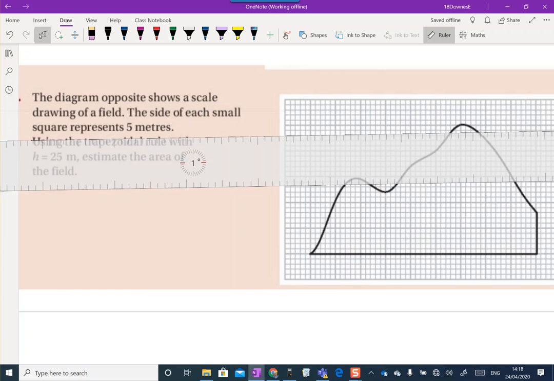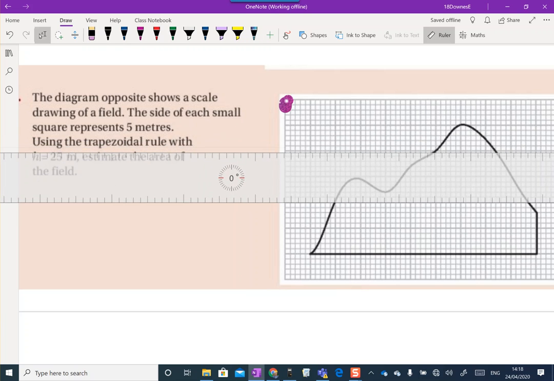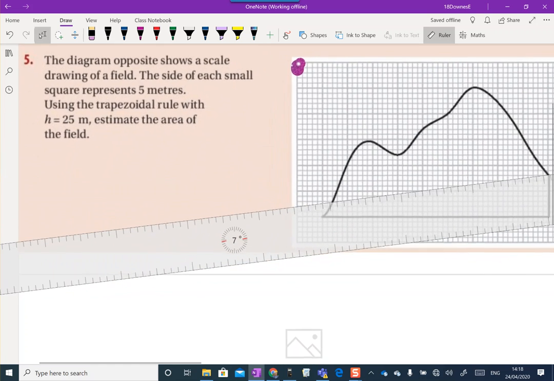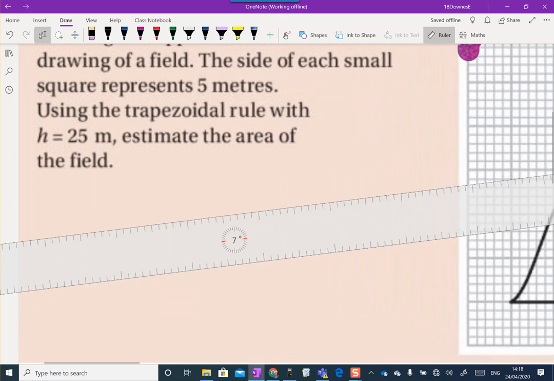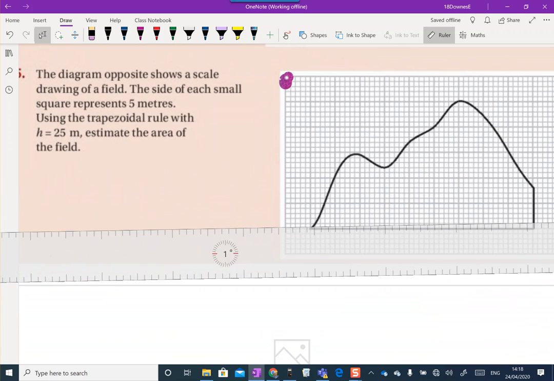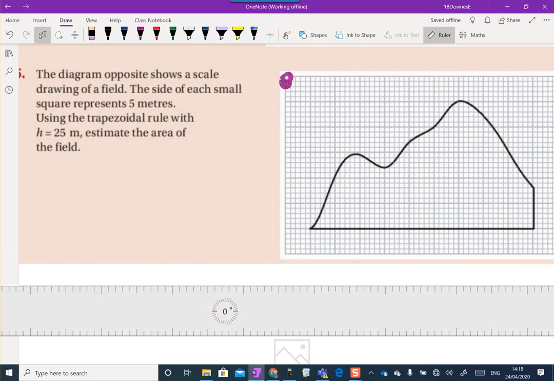The side of each small square represents 5. That's one of these little babies here. Using the trapezoidal rule, where h equals, is that 2.5? 25 meters, I presume. Estimate the area of the field. So basically what they're saying is use 5 boxes.